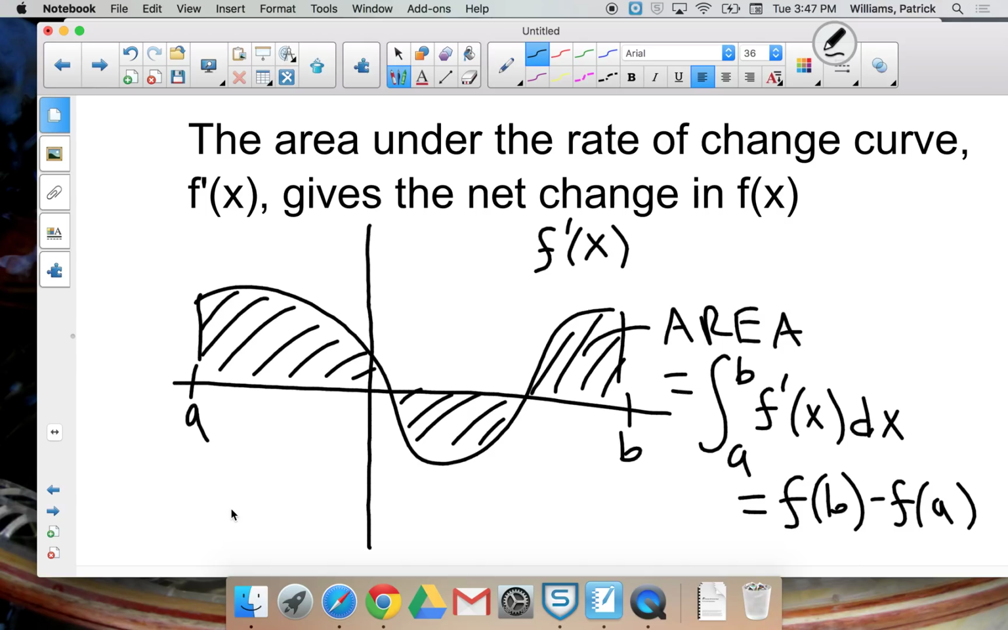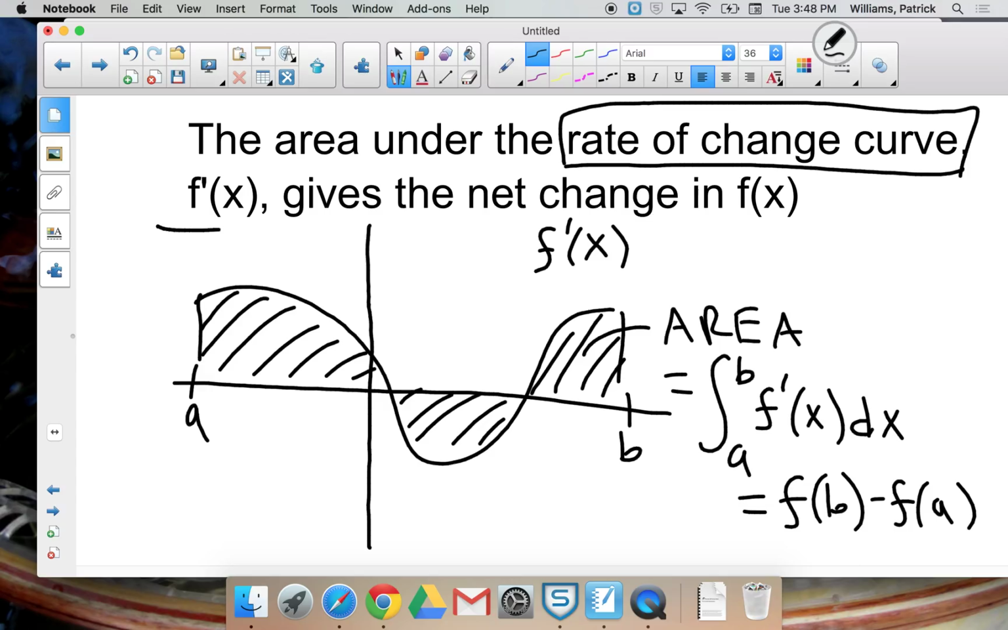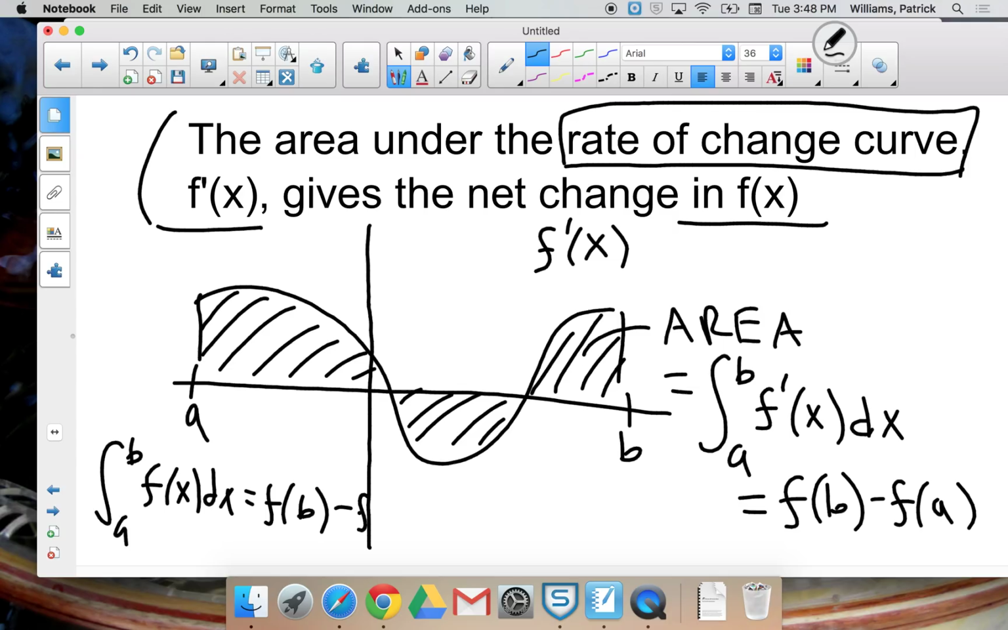And that's that the area under a rate of change curve. This is huge that I said rate of change curve, okay? It has to be worded this way or it does not work. You need the area under the rate of change curve, which we will call f prime of x, to give the net change in f of x. The absolute biggest mistake first-year calculus students make is they do not get the wording of this correct. They say the area under f of x gives change in f of x. That is not true. This, what was just said right there, was this: if I said the integral from a to b of f of x dx equals f of b minus f of a.